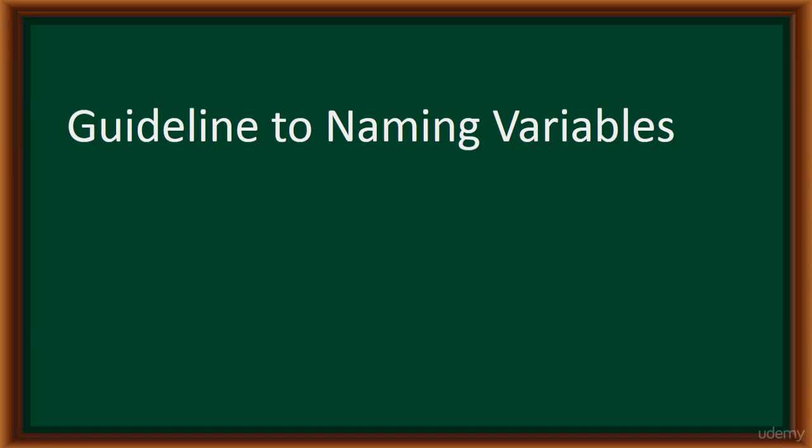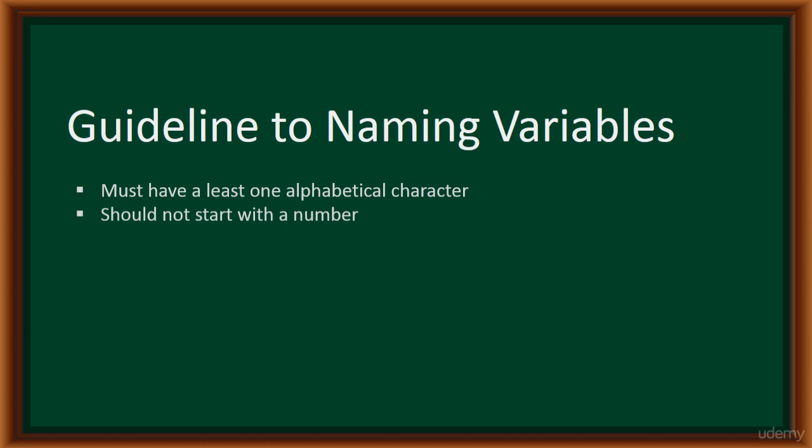In this lecture, I'm going to go through some guidelines that you can use in naming your variables. The first is a variable name should contain at least one alphabetical character. A variable name cannot start with a number. You can't name a variable 1, 2, 3, 4 or 4, 5 and then a letter. You can't do that.